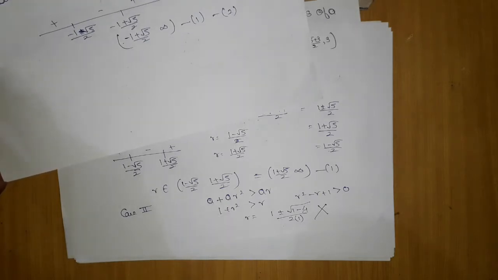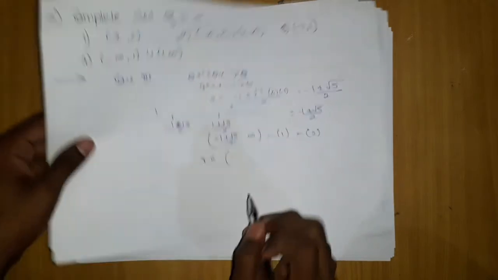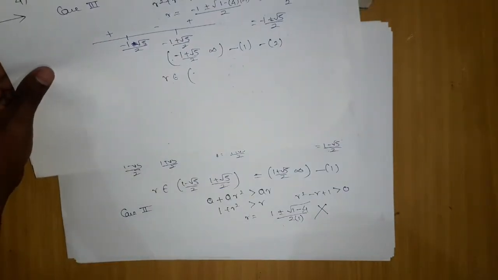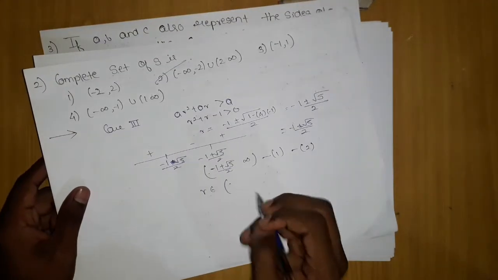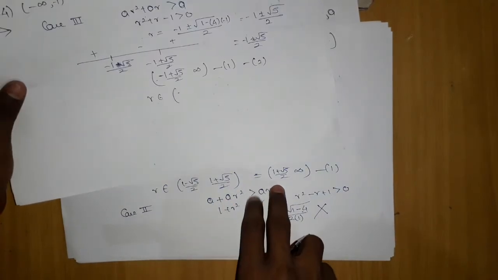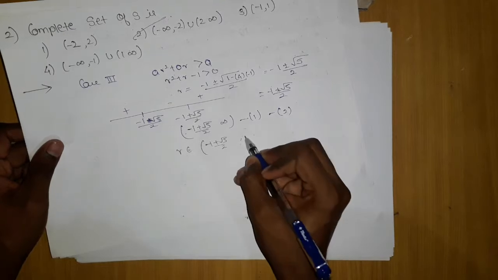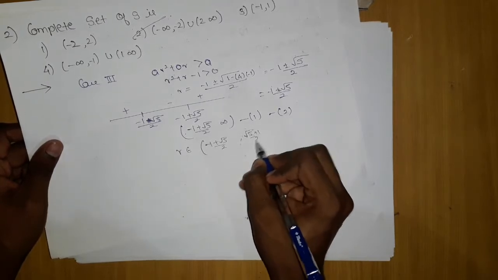So if I take the possible values, the r value will belong from (-1 plus under root 5)/2 to (under root 5 plus 1)/2.